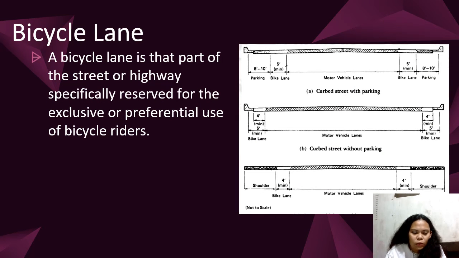A bicycle lane is a part of the street or highway specifically reserved for the exclusive or preferential use of bicycle riders. So in the left side, makita natin ang minimum width ng bike lane. Sa curbed street with parking, may 5 feet siya na minimum. Then it is 8 to 10 feet for the parking. Sa curbed street without parking naman, ang minimum niya is 4 feet. For curbed street with shoulder is 4 feet. Pero pwede pa ni siya mag-increase kung possible pa.